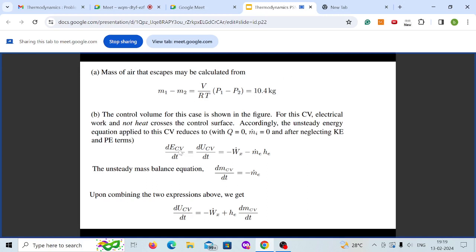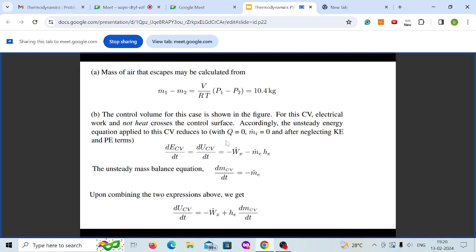So we straight away found the change in mass to find the mass which has escaped. Now we'll apply an energy balance to find how much electrical energy is supplied to the heater. We are neglecting kinetic energy and potential energy. So the change in energy of the system is nothing but the change in internal energy of the system. This will be equal to the work which is going in and the energy taken by the fluid which is going out, so minus Wx minus m dot E into He. This is the simplified expression which you will get from the energy flow equation.